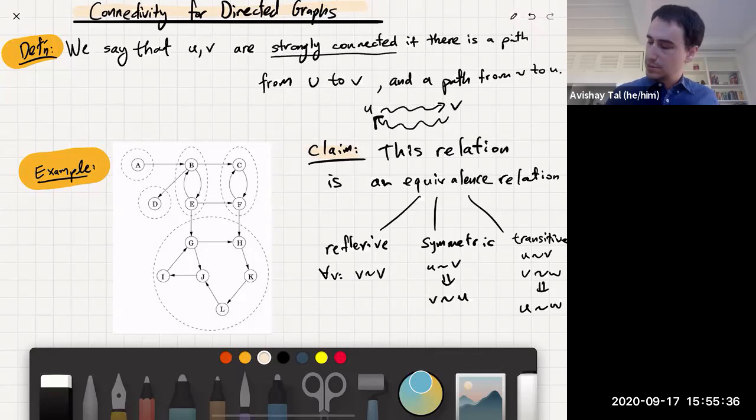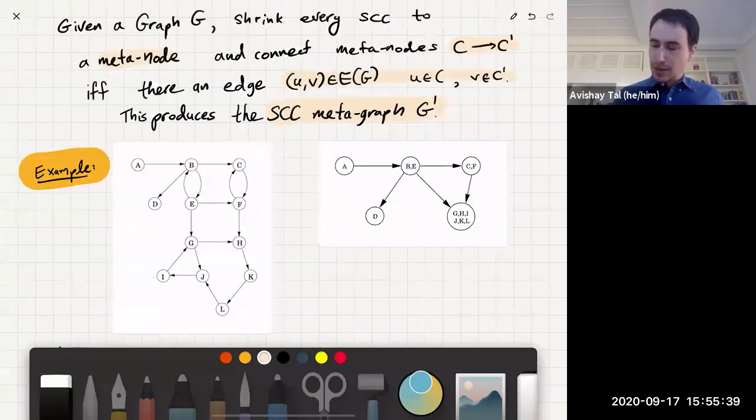So again, what I'm doing, I'm taking the graph G, the graph on the left, and I'm shrinking every strongly connected component to a meta node. And I connect two meta nodes C and C prime that correspond to two components if and only if there's an edge UV in the original graph such that U is a vertex in the component C and V is a vertex in the component C prime. So for example, A and B are in different components, but there's an edge from A to B in the original graph. So there would also be an edge between the component of A and the component of B.